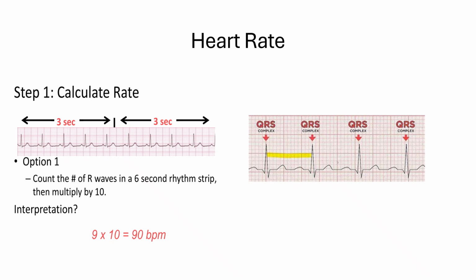Let's practice here on option 1. 1, 2, 3, 4, 5, 6, 7, 8, 9. I have 9 full QRS complexes, or I see 9 full R waves. So I'm going to multiply that by 10, and I know my heart rate is 90 beats per minute.